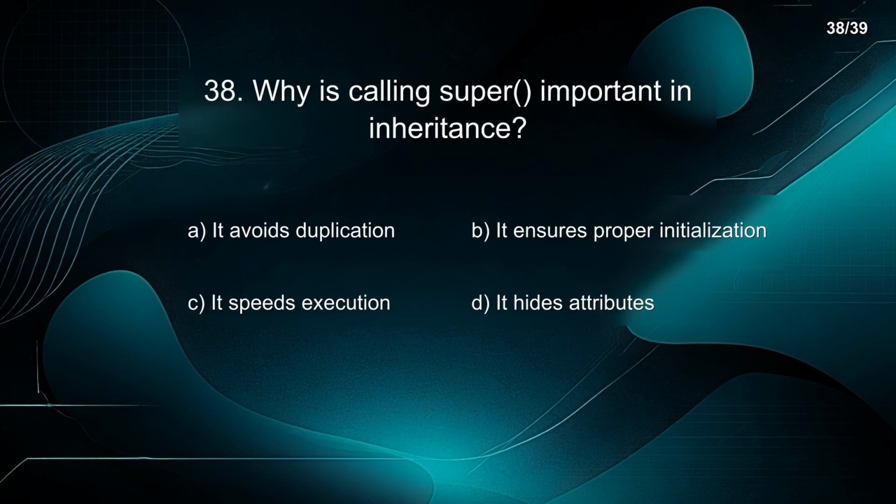38th question. Why is calling super important in inheritance? A. It avoids duplication. B. It ensures proper initialization. C. It speeds execution. D. It hides attributes. Correct answer is B. It ensures proper initialization.